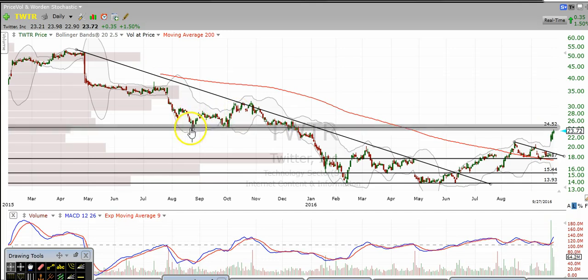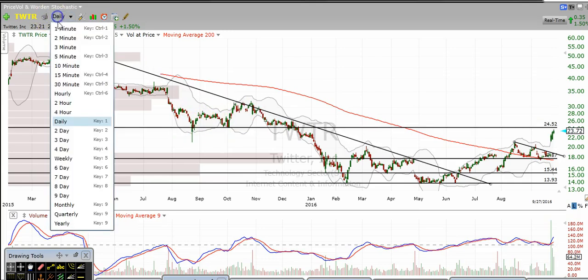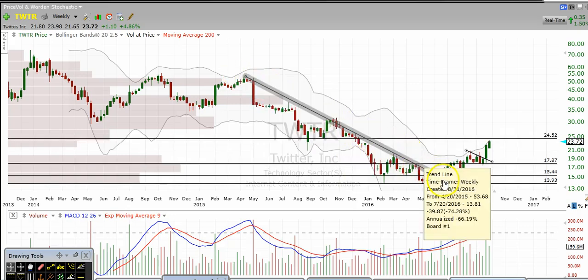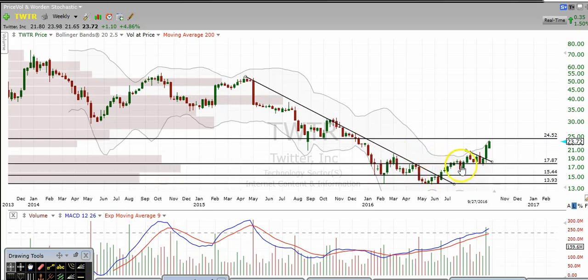As you can see here, you can see it a lot better on the weekly time frame. I'll show you right here. Okay, so it's a lot cleaner on the weekly time frame. Another thing that you want to notice here is this break over this downtrend line right there, and that signaled the breakout here. So we had that on the chart as well.